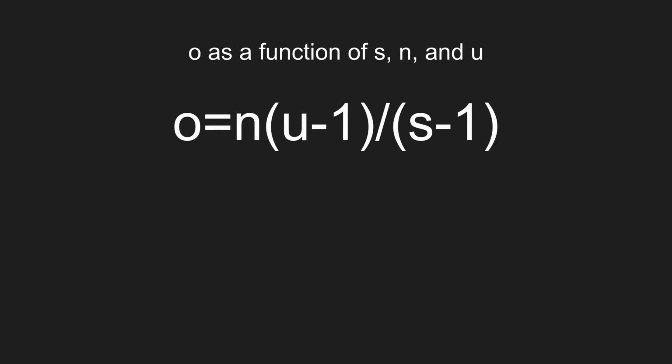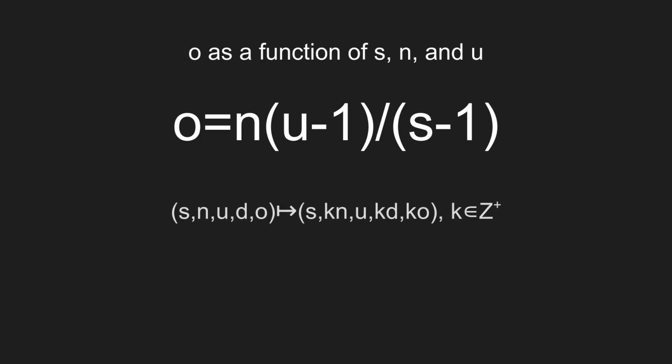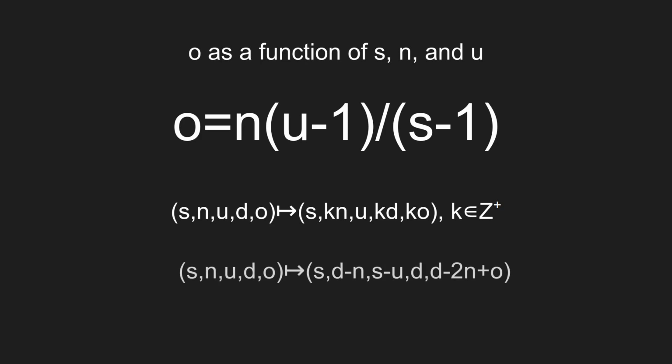A few points. Given a tuple which obeys this relation, one can always find new solutions by scaling n, d, and o by the same integer value, call it k, and find a new valid tuple. Also, there is always a dual tuple which satisfies s prime equals s, n prime equals d minus n, d prime equals d, and o prime equals d minus 2n plus o, which is a solution if and only if the original tuple from which it is derived is a solution.